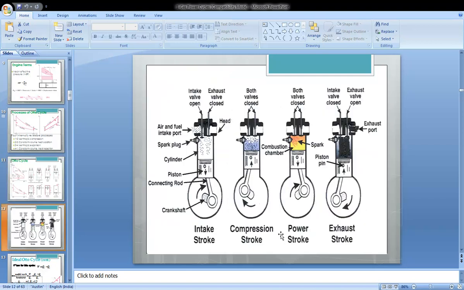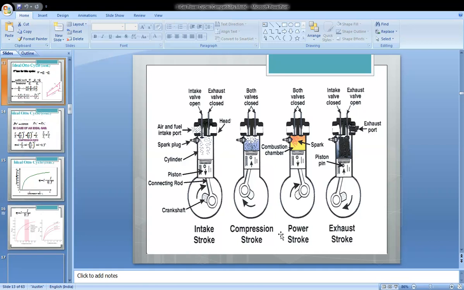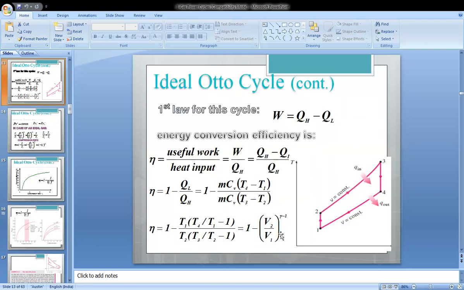The picture gives a very clear view of the operations of the Otto cycle. Coming to the Otto cycle, the efficiency is defined as the useful work divided by the heat input. The useful work, or net work done, is compared to the heat availability, the heat input.